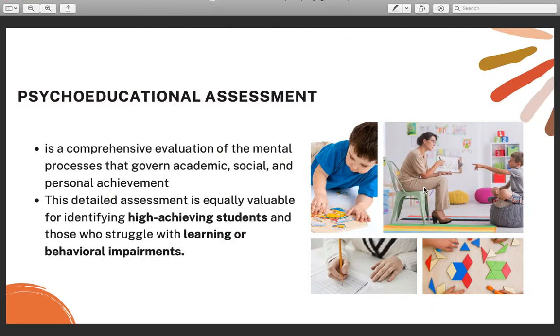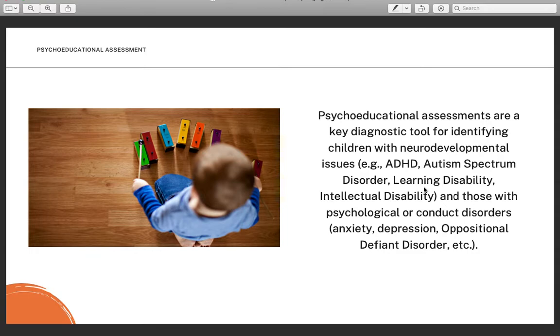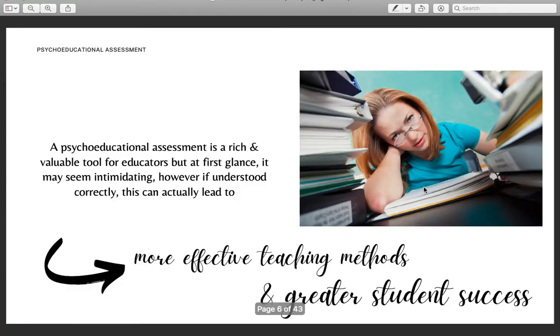Now, in this session, we're going to be focusing on psychoeducational assessment. A little review. It's a comprehensive evaluation of the mental processes that govern academic, social, and personal achievement. This detailed assessment is equally valuable for identifying high-achieving students or yung mga gifted and those who struggle with learning or behavioral impairments. Now, these assessments are key diagnostic tools for identifying children with neurodevelopmental issues, which are ADHD or Attention Deficit Hyperactivity Disorder, Autism Spectrum Disorder, Learning Disability, Intellectual Disability, and those with psychological or conduct disorders like anxiety, depression, Oppositional Defiant Disorder, etc.